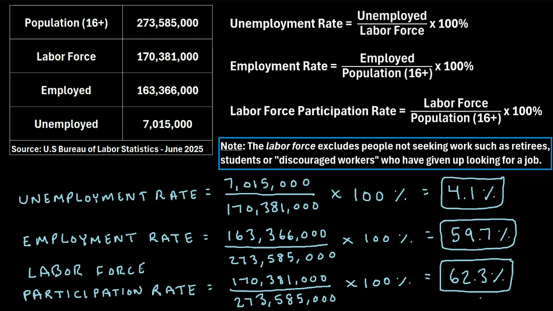So the way that we interpret that is, of the population of individuals who are 16 years or older, 62.3% of them are employed, or they're unemployed, but they're actively seeking employment. So that is how you can calculate the unemployment rate, the employment rate, and the labor force participation rate given just the raw data from the Bureau of Labor Statistics.